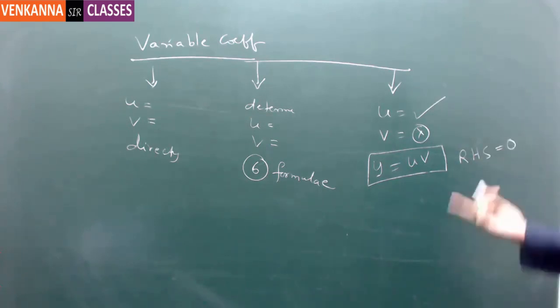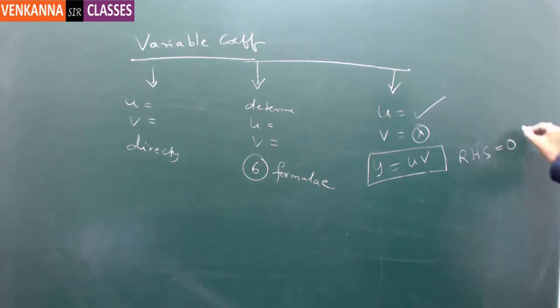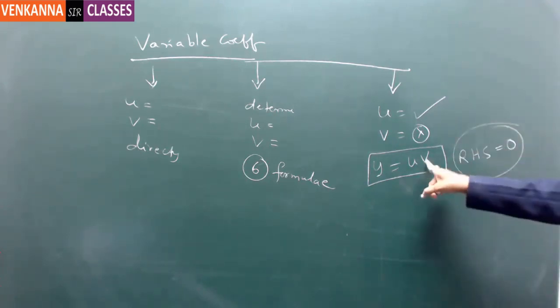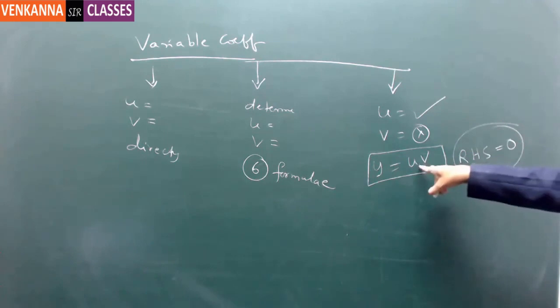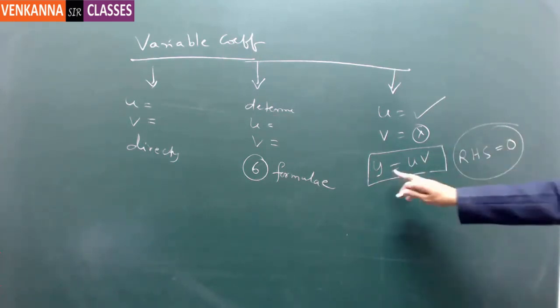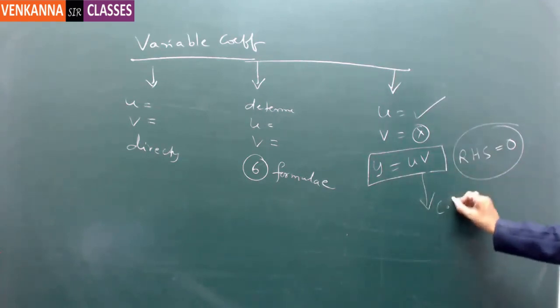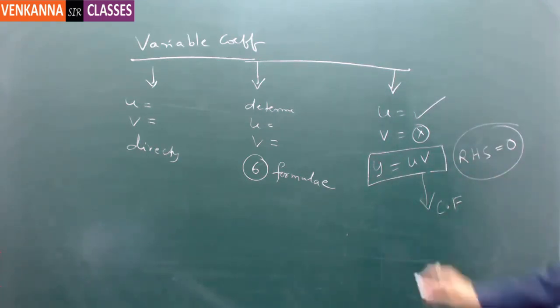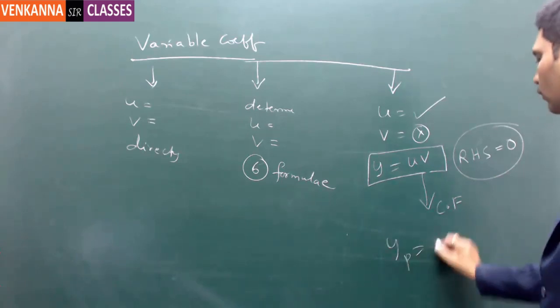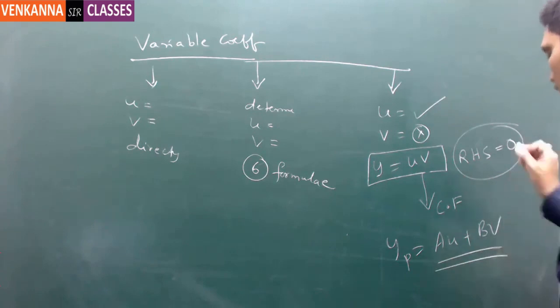Whenever RHS is there, yp will be included automatically in this solution. If you take RHS as 0, and if you apply the same method y is equal to uv, you get only the complementary function, CF. So, for finding yp, we apply the same thing, a into u plus b into v, and the remaining thing follows.